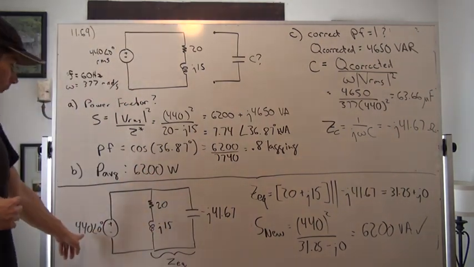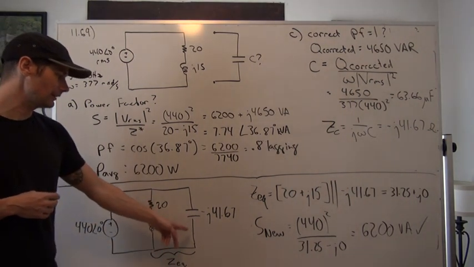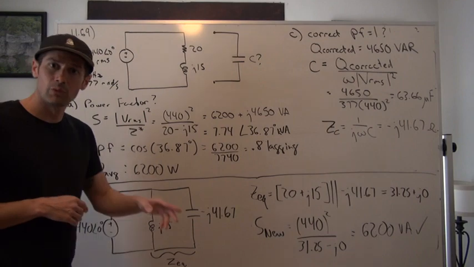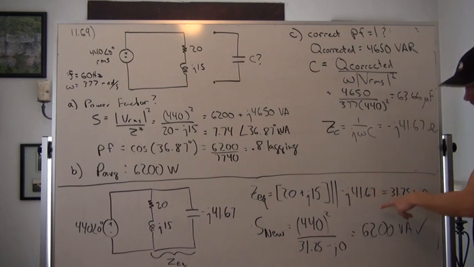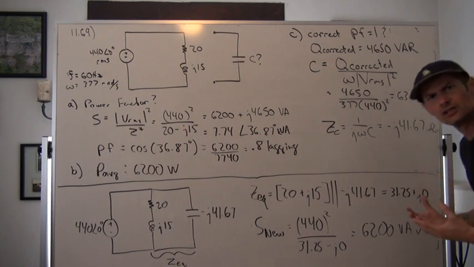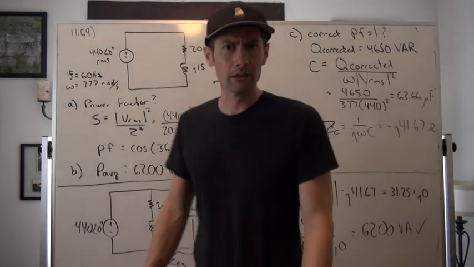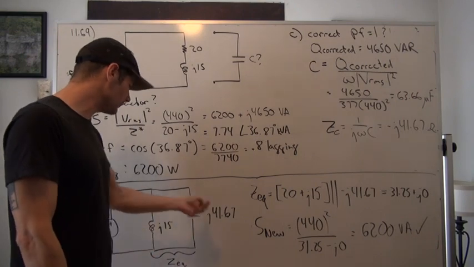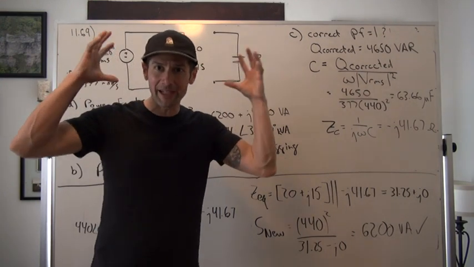So here, 440 at an angle of 0 degrees, in parallel with 20 plus J15, and in parallel with minus J41.67. The equivalent impedance for here, take that 20 plus J15, put that in parallel with negative J41.67. That gave us 31.25 plus J0? How can that be? I don't know, guys. That's kind of weird. How can we have an inductor over here and a capacitor over here, but the equivalent impedance has no reactance in it?